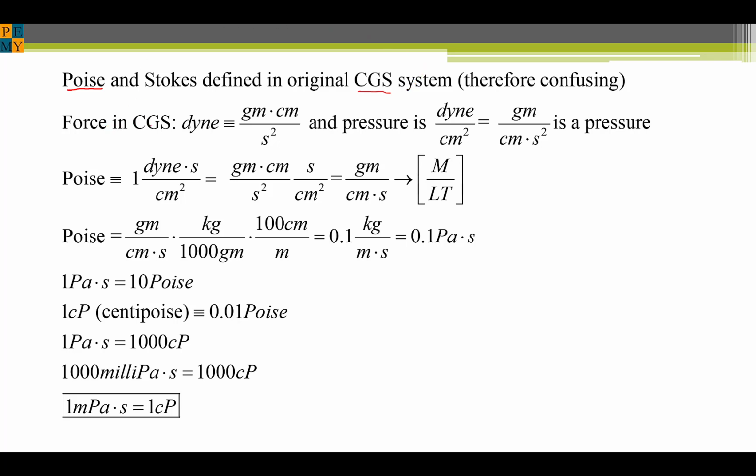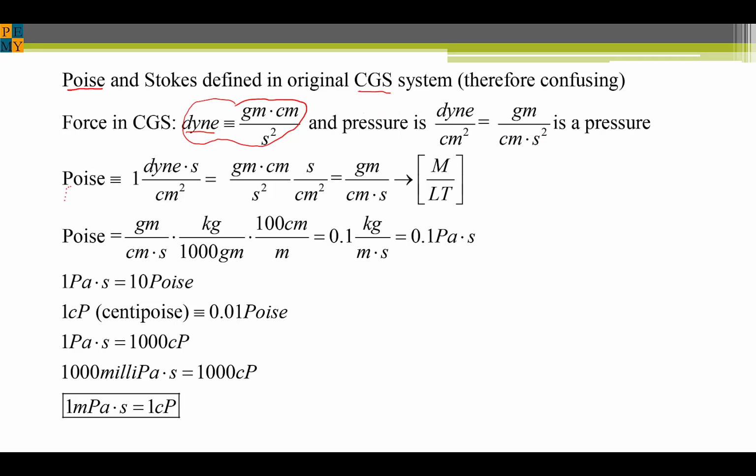Force in the CGS system is defined as a dyne, and that is a gram centimeter per second squared. You'll see the analogy to the SI unit of force, the Newton. There are 1,000 grams in a kilogram and 100 centimeters in a meter. Therefore, this unit, the dyne, is 100,000 times smaller than the Newton. Pressure is dynes per square centimeter or grams per centimeter per second squared.